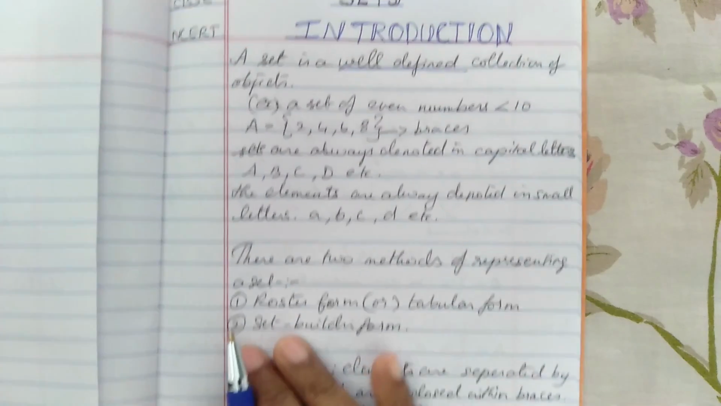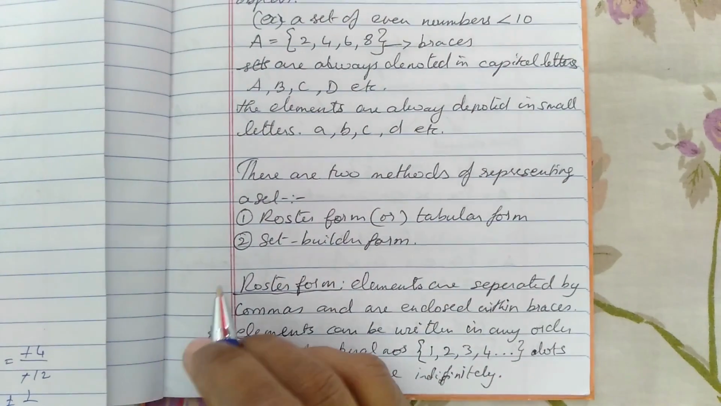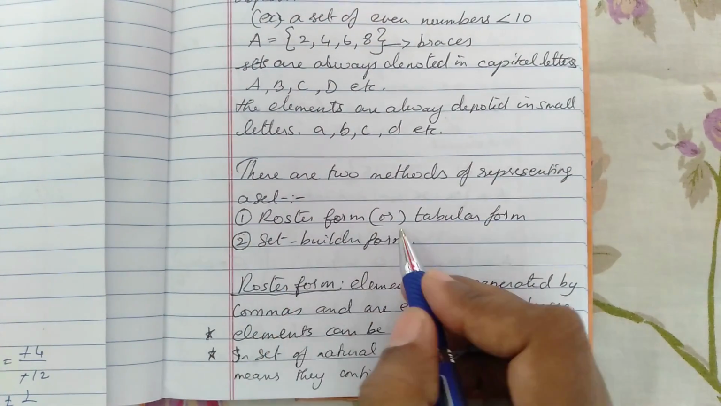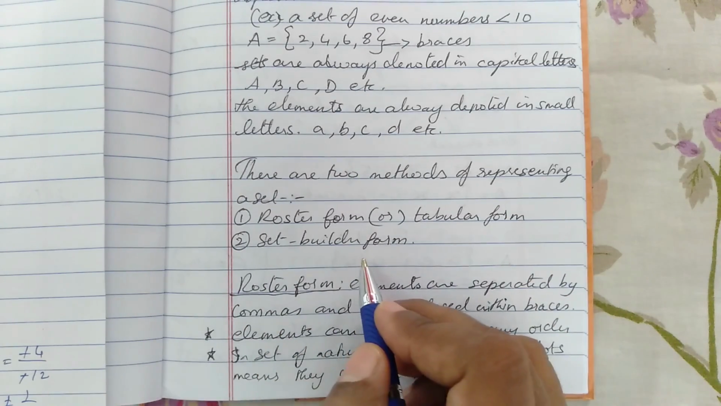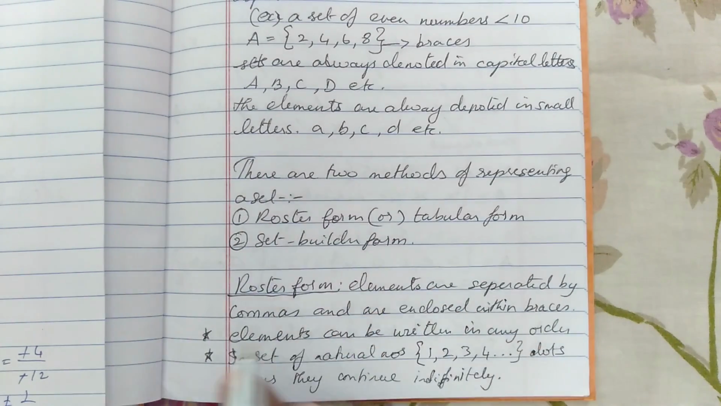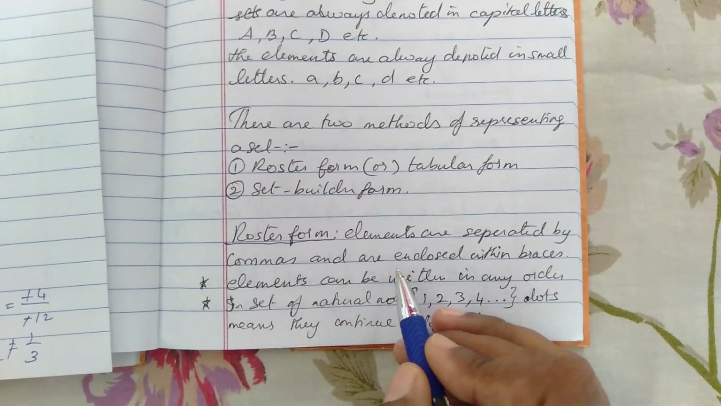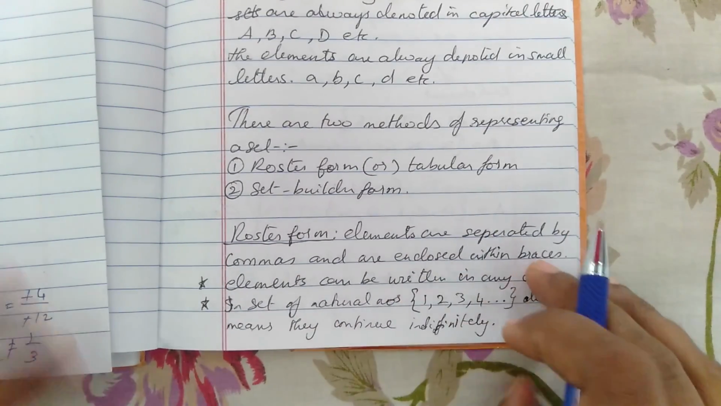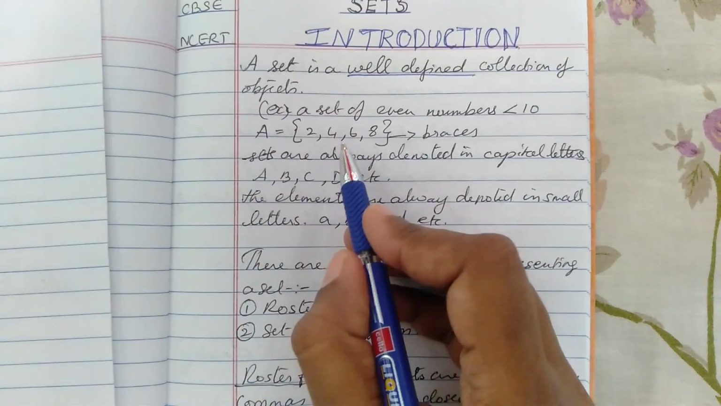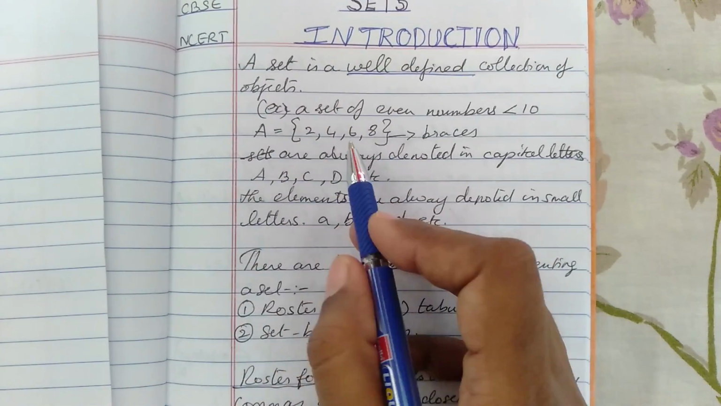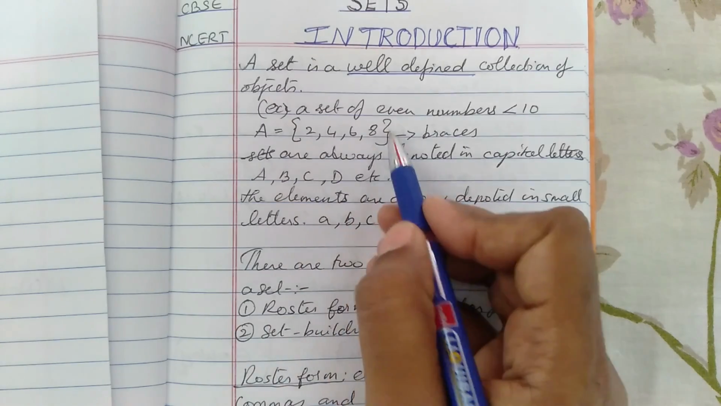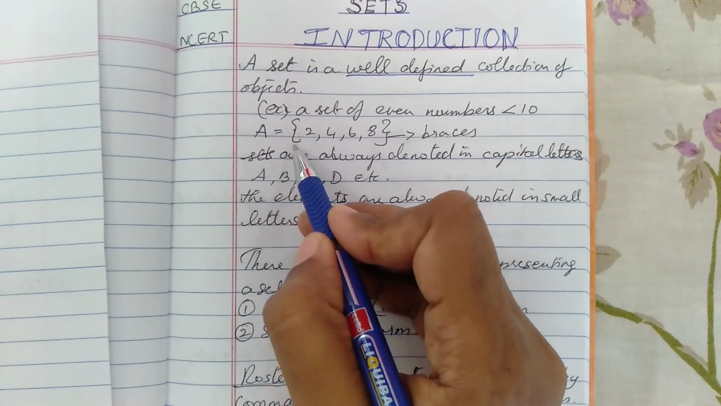Then there are two methods of representing a set. One is the roster form or tabular form, and the second one is the set builder form. See here, roster form. Roster form means elements are separated by commas and are enclosed within braces. This example I have given is the roster form. So it will be enclosed within braces.